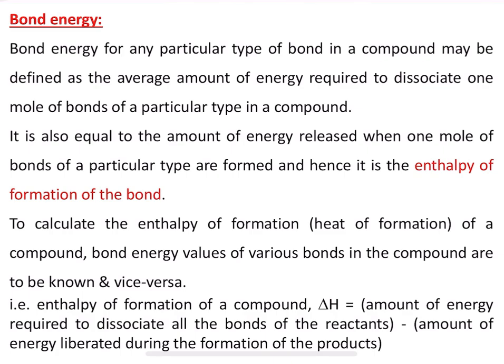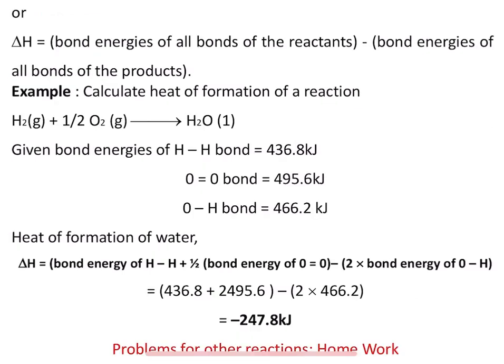So this is how we are going to calculate the enthalpy of formation of a compound. In other words, we can also explain it as: delta H, that is the enthalpy of formation of a compound, is equal to the bond energies of all the bonds of the reactants minus the bond energies of all the bonds of the products. This is how we are going to calculate the enthalpy of formation, which is also called the heat of formation of a particular compound.